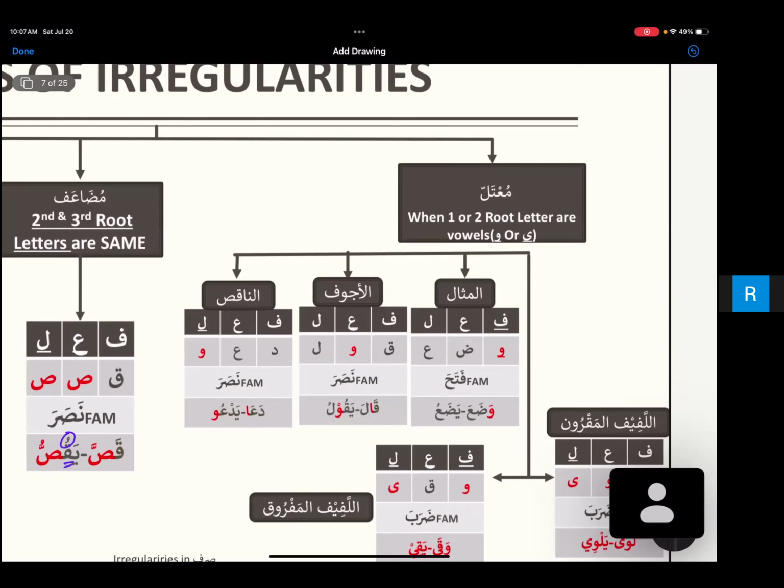And then again, we know that weak letter could be Waw and Ya. So Ajwaf Wawi and Ajwaf Yai. Qala Yaqulu, Bab Nasara.